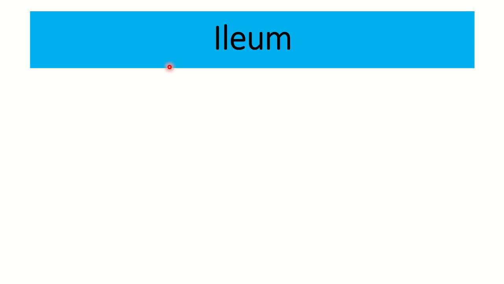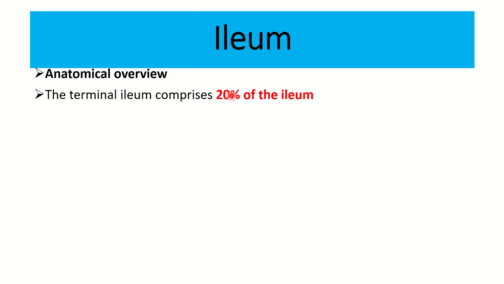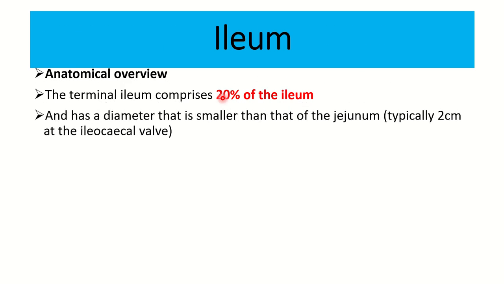So first of all, let's see the details about the ileum. This is the anatomical review of the ileum. The terminal ileum comprises about 20% of the total ileum. That means the ileum is a long structure, and the terminal 20% is known as the terminal ileum. So terminal ileum is not a small space, it is a relatively large area. It has a diameter similar to that of the jejunum, typically 2 centimeter at the ileocecal junction.